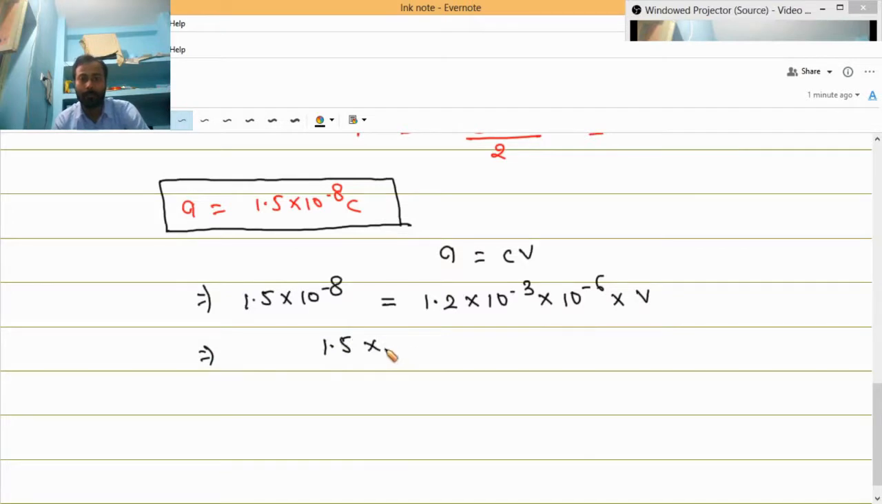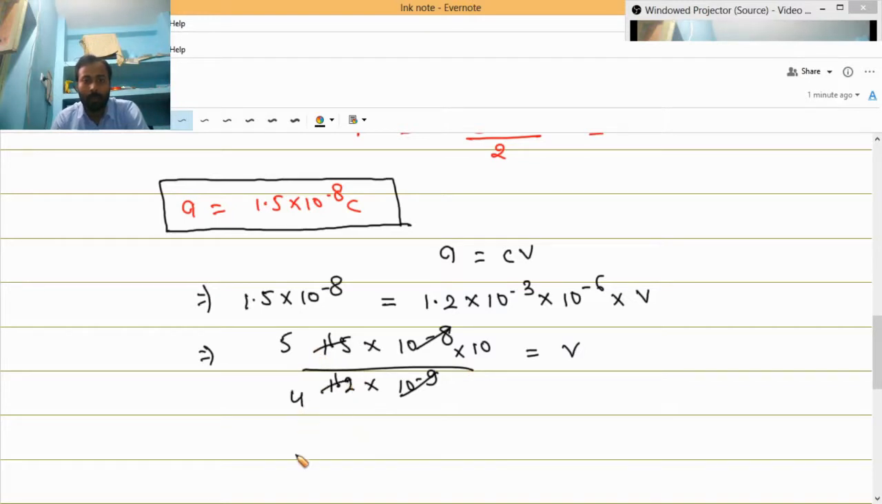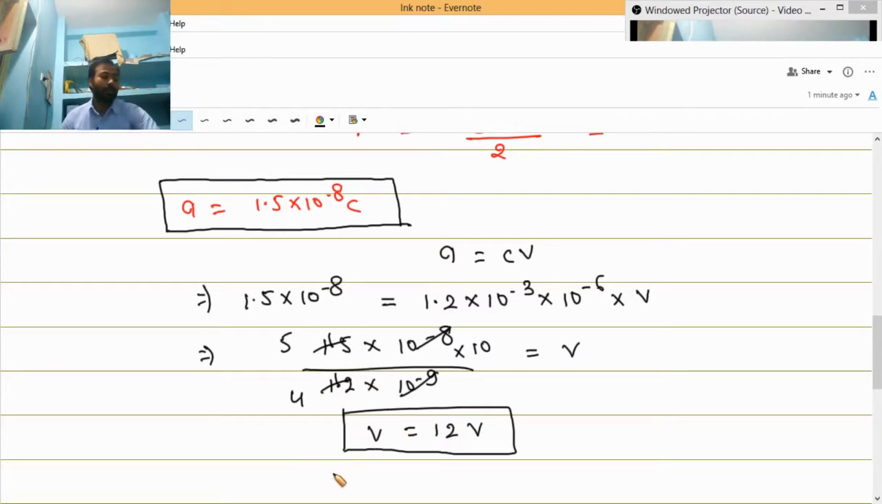In order to decide the value of V, we will divide all these terms. 1.2 into this value will be 10^-9. So this is going to be the value for V, and this value is 10^-1. So you can remove these point values, and it will be 5 upon 4 multiplied by 10. So this value is 1.2 into 10. So 12 volt is going to be the answer for the 30th problem.